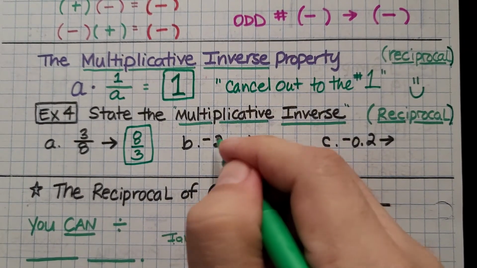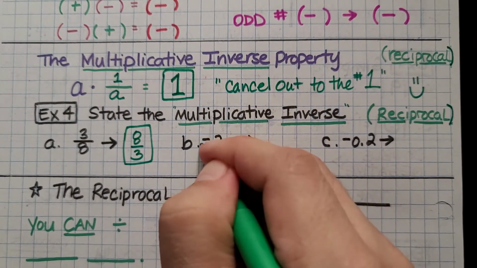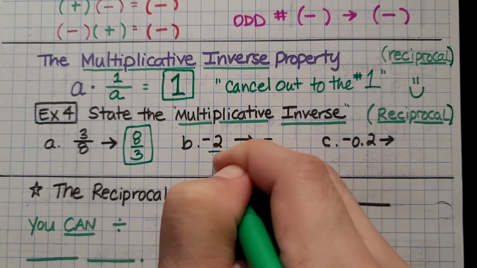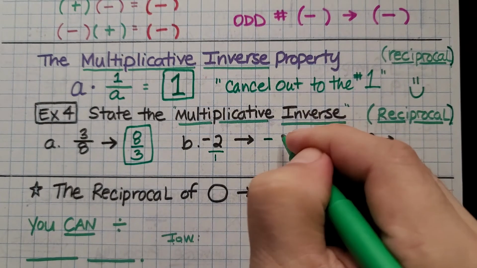What's the multiplicative inverse of -2? We're not changing the sign. It's still going to be negative. But instead of -2 or -2 over 1, it's going to be a -1/2.